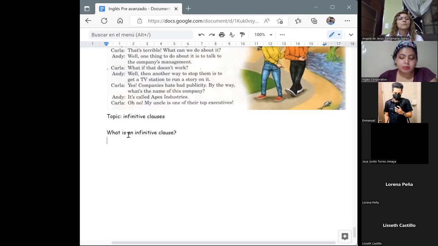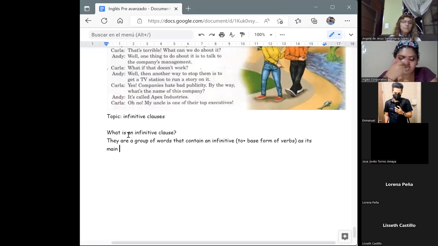In this case, we are talking about verbs in their main form, and they are included in this kind of clause. And you know that clauses are small sentences connected together to make a complete meaning. But in this case, we are going to say that it is a group of words that contain an infinitive as its main verb form.